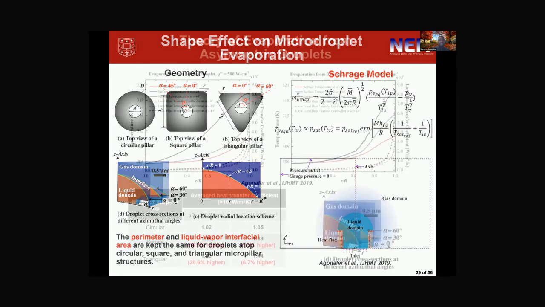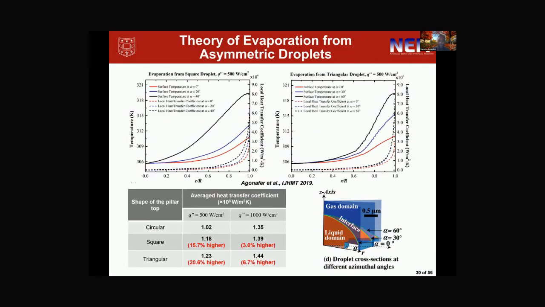And so what we see here is what we normally see in evaporation, right? As we approach the contact line, we get higher evaporation rates near the contact line region. However, for asymmetric droplets, not only do you get larger evaporation rates as you approach the contact line region, you also get larger evaporation rates at higher azimuthal angles. In other words, at angles near the corner regions of the asymmetric droplets, right?